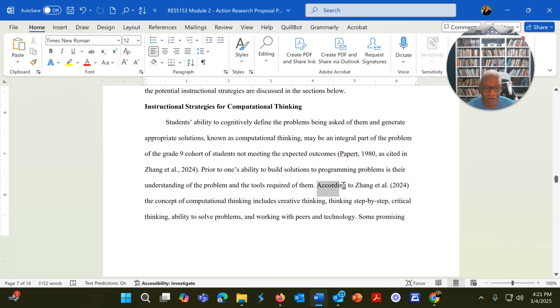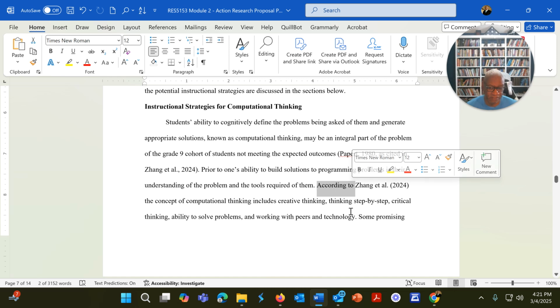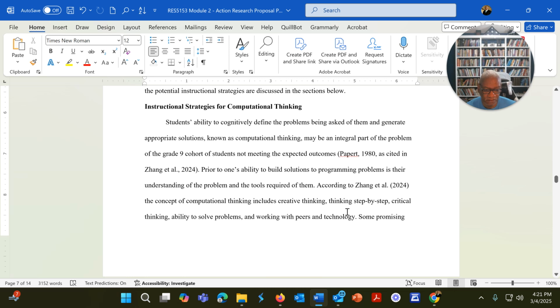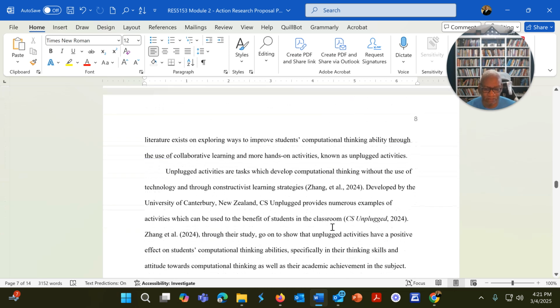Now, this is something else I see a lot that you don't want to do. You don't want to be so redundant in your paper that you use "according to" multiple times. But yeah, I just wanted to point that out. That's the correct usage of et al.